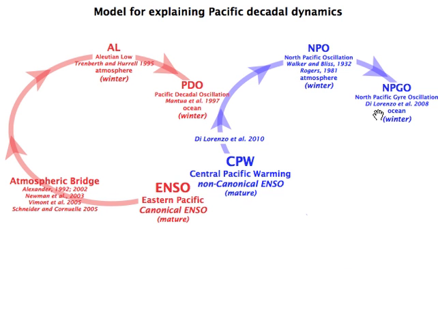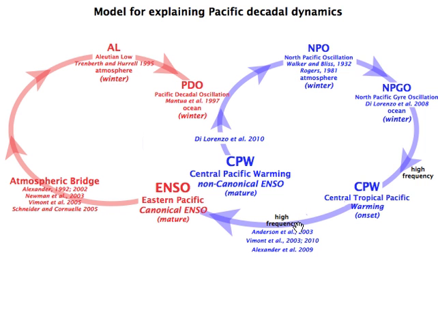Now this particular blue loop here also has important implications because previous studies have shown that the NPO and NPGO high frequency variability can excite meridional mode dynamics, which has a Central Pacific warming expression in the early spring summer, which can then trigger an El Nino Southern Oscillation, as documented in a series of studies by Vimont, Anderson, and also Alexander more recently. We also know that the Central Pacific warming pattern of the meridional mode does not always trigger an El Nino, but can also trigger just a Central Pacific warming or non-canonical ENSO.